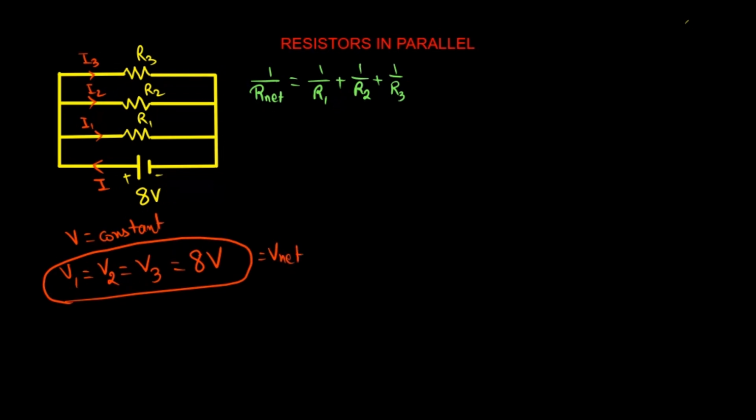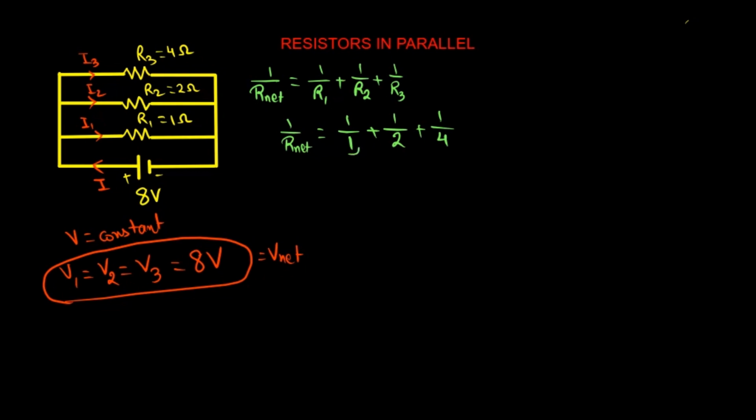Now let's try one example. Let's assume that R1 is 1 ohm, R2 is 2 ohms, and R3 is 4 ohms. This is the formula. All we do is plug in the numbers. We have 1 over R net equals 1 over R1, R1 is 1. 1 over R2, which is 2. 1 over R3, which is 4.